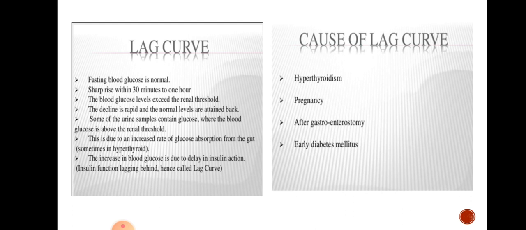The increase in blood glucose is due to delay in insulin action. Insulin function is lagging behind, hence called lag curve. The causes of lag curve: hyperthyroidism, pregnancy, after gastroenterostomy, and in early diabetes mellitus also this may be seen.